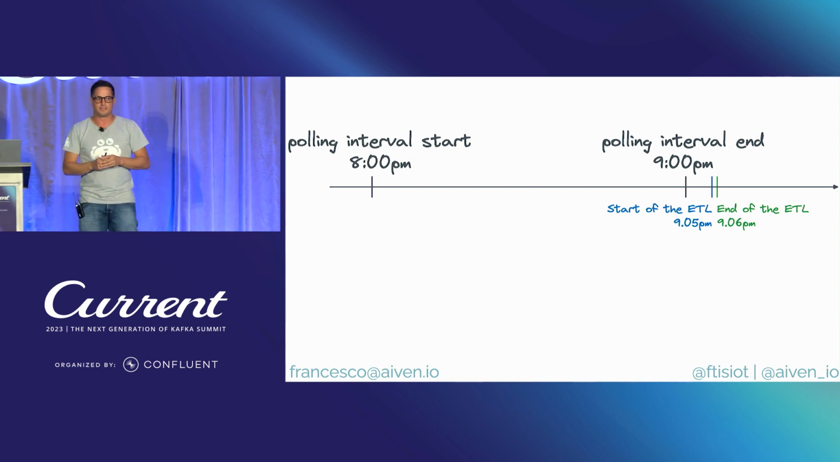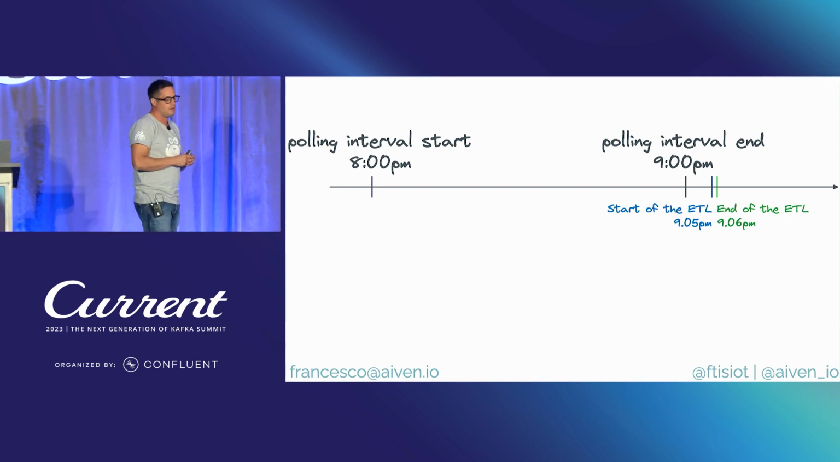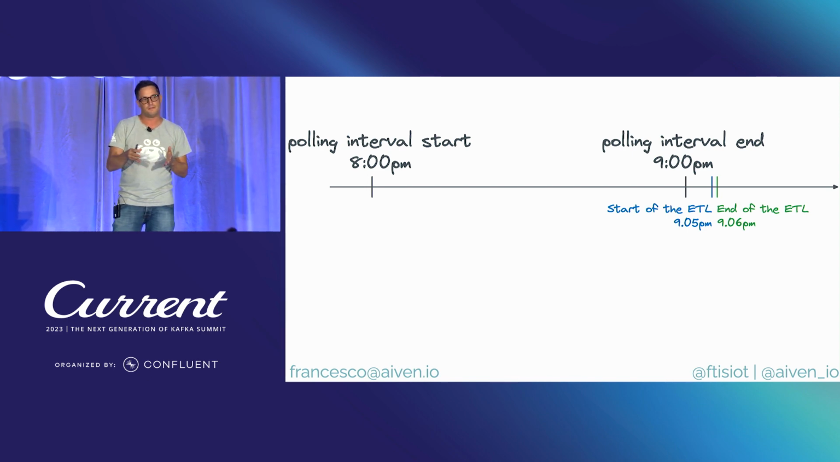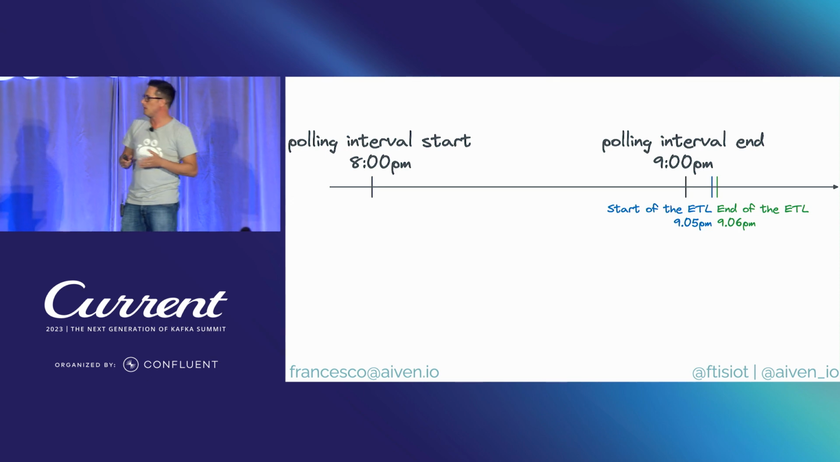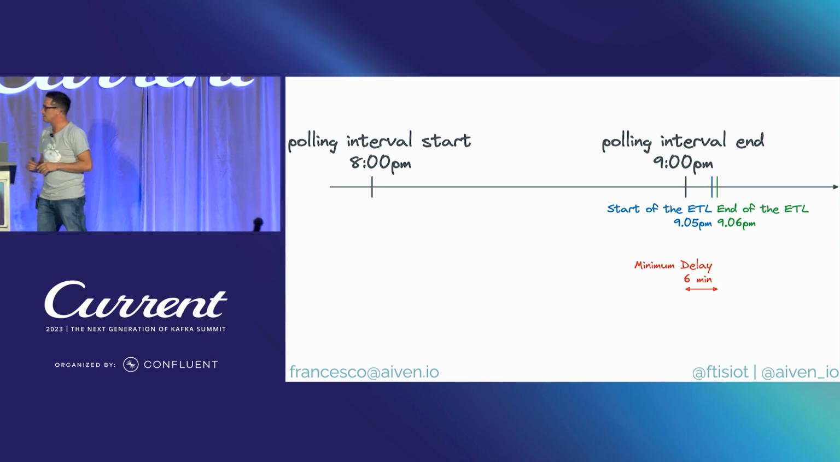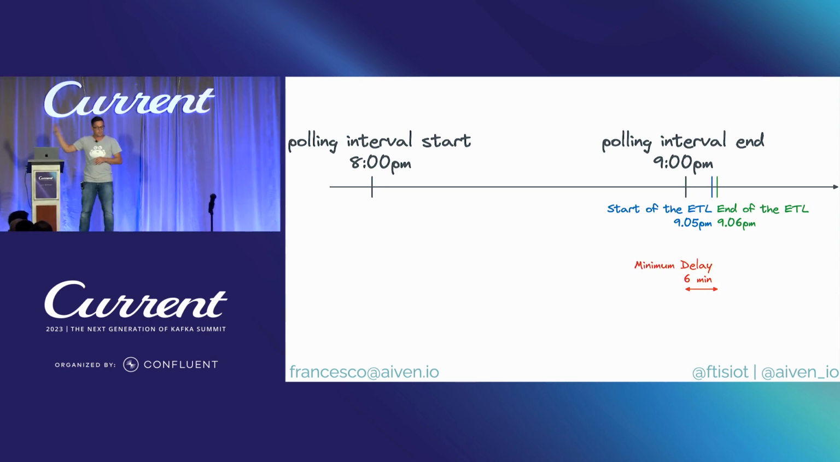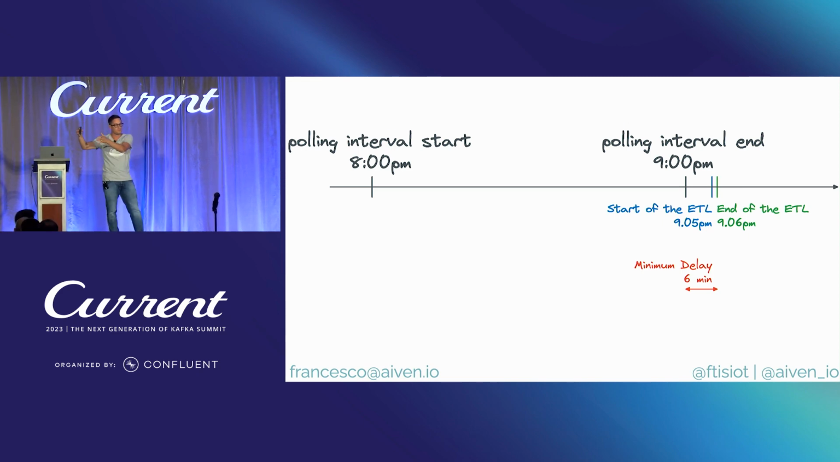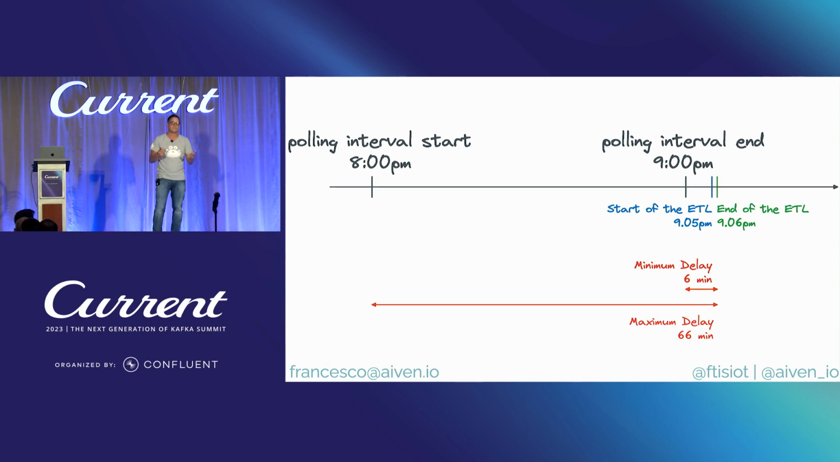Can anybody see a problem with this approach? The problem is that if we are lucky and we have a customer that made an order at 8:59:59, they will have to wait at least 6 minutes before the information about the order reaches the pizza makers, the consumers of the information. But in the worst case scenario, a client makes an order at 8:00:01, they will have to wait for 66 minutes before the pizza makers even know about the order.